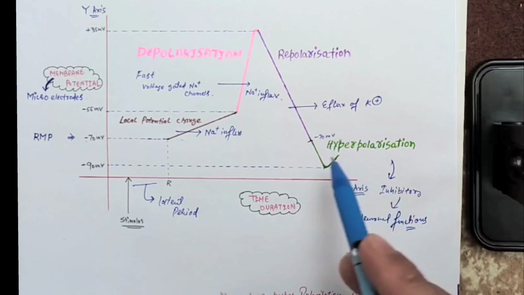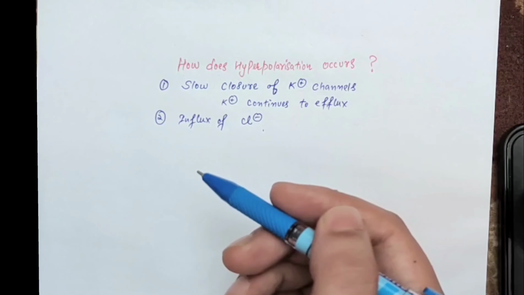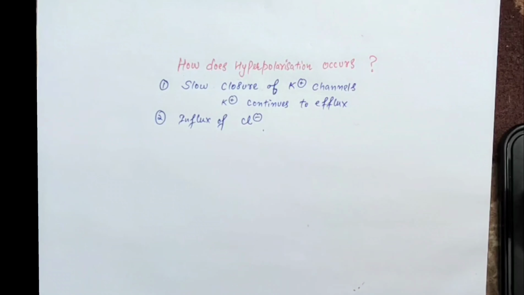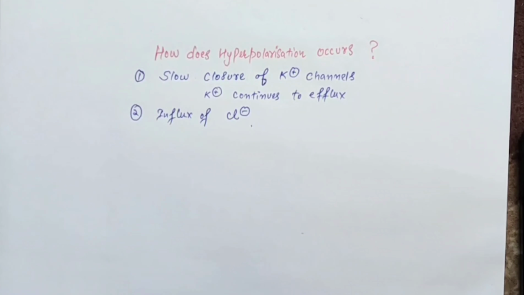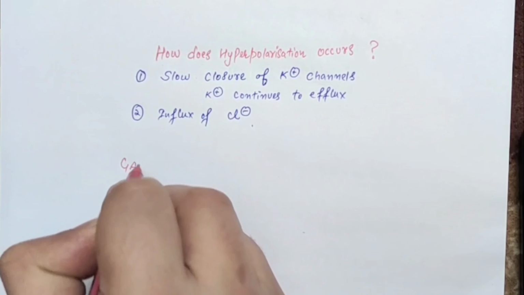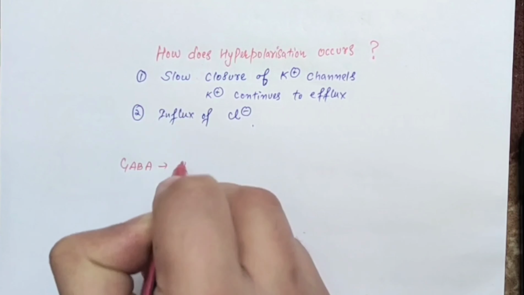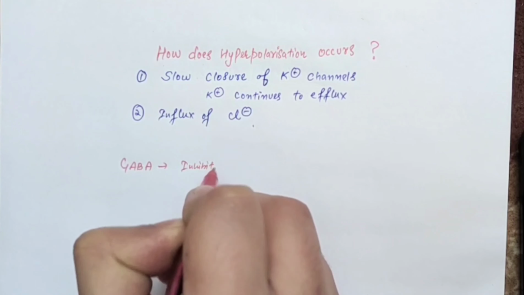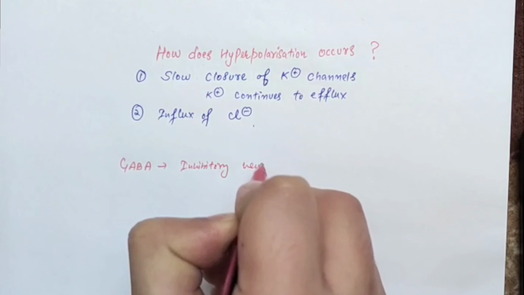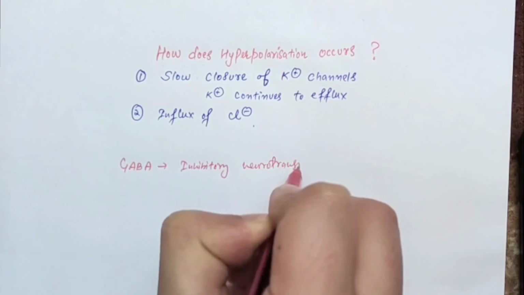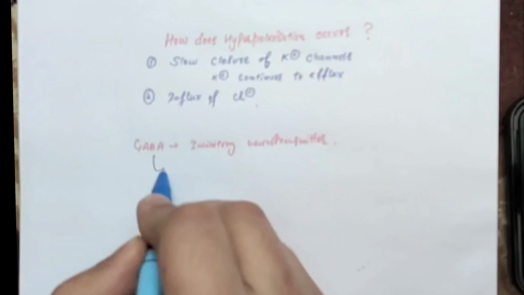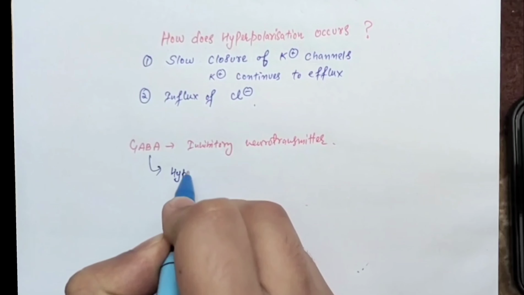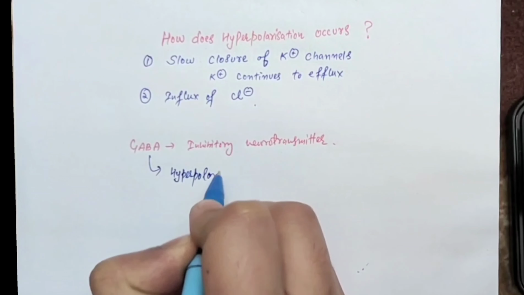It occurs due to two reasons. Firstly, the slow closure of potassium channels. The potassium continues to efflux even after reaching the resting membrane potential. A second reason is the influx of chloride ions into the membrane. Can we name any inhibitory neurotransmitter? Absolutely. GABA, which is an inhibitory neurotransmitter, leads to hyperpolarization.